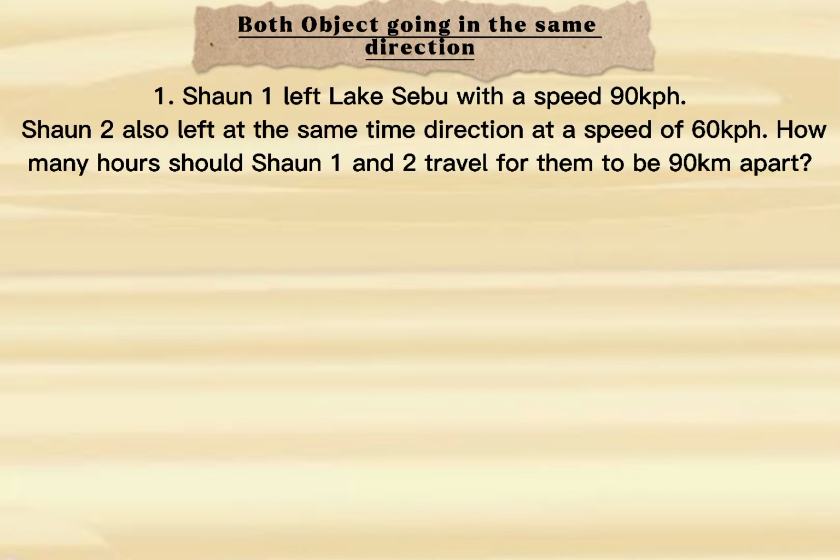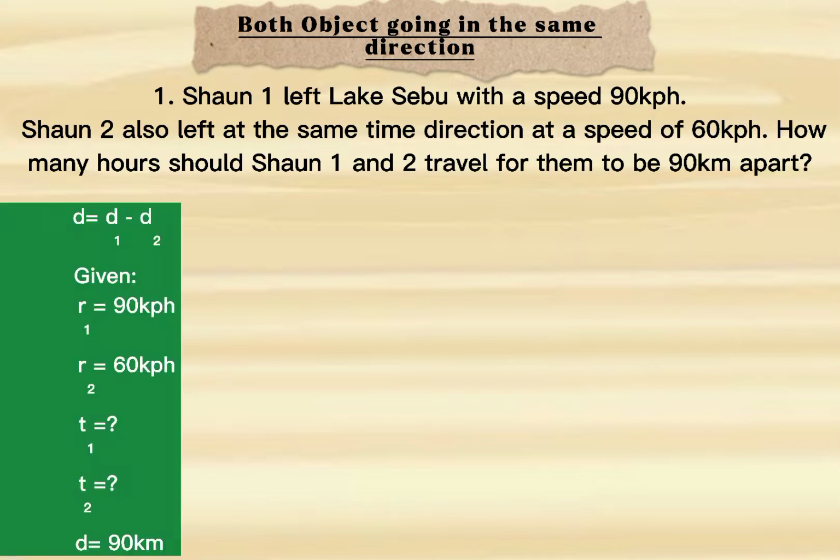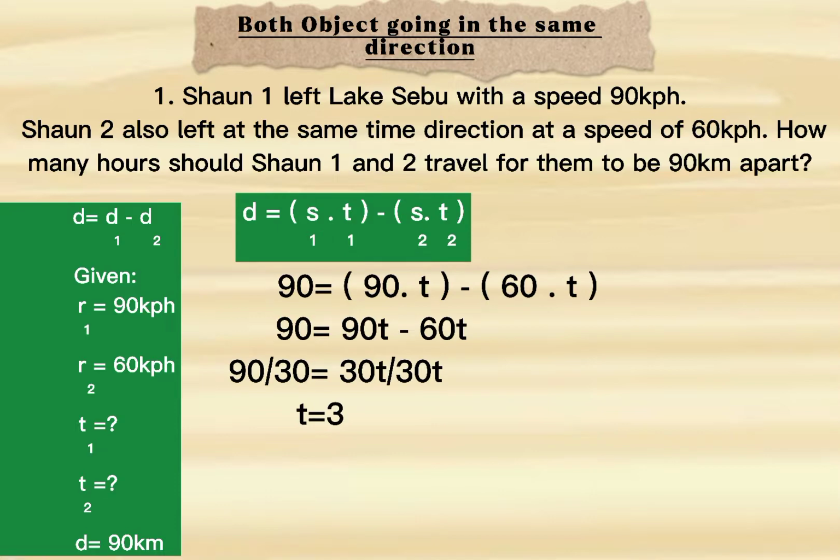So, take note that if opposite direction yung problem, we need to add distance 1 and distance 2. And if same direction yung problem, we should use subtraction. So, we have distance equals distance 1 minus distance 2. And we have also the given: rate 1 is for person 1 and rate 2 is for person 2. We have the speed of Sean 1 which is 90 kilometers per hour and Sean 2 is 60 kilometers per hour. Yung time ni Sean 1 and 2 hindi binigay sa problem and our distance there is 90 kilometers. So we have our formula.